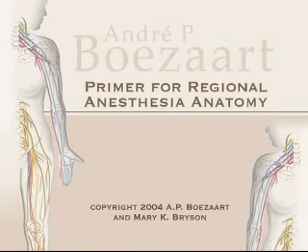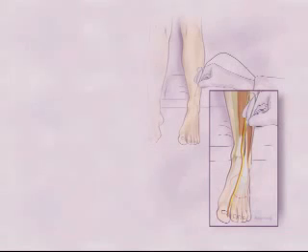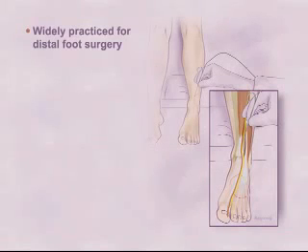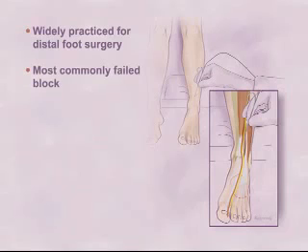Before studying the ankle block, it is advisable to study anatomy of the nerves at the ankle as outlined in Chapter 7 of the Primer of Regional Anesthesia Anatomy. Ankle block is very widely practiced for distal foot surgery. It is probably the most commonly failed block of all peripheral nerve blocks for two main reasons.